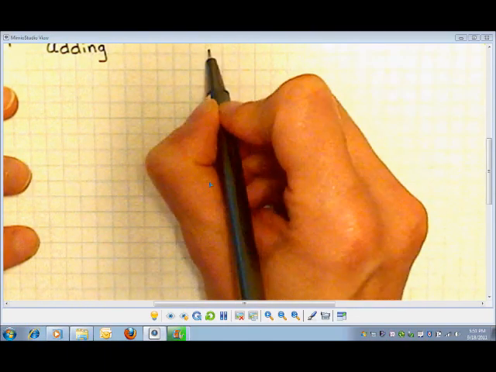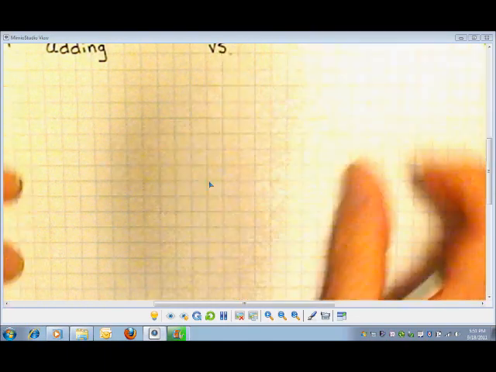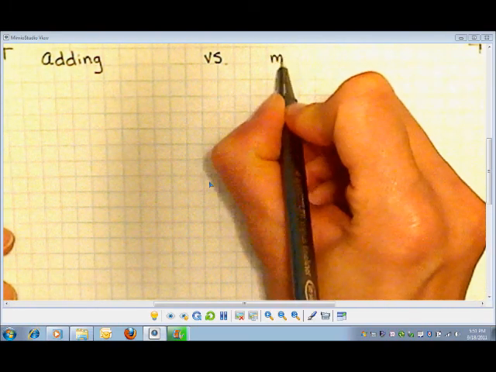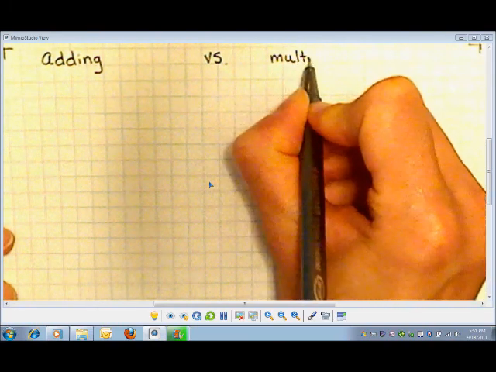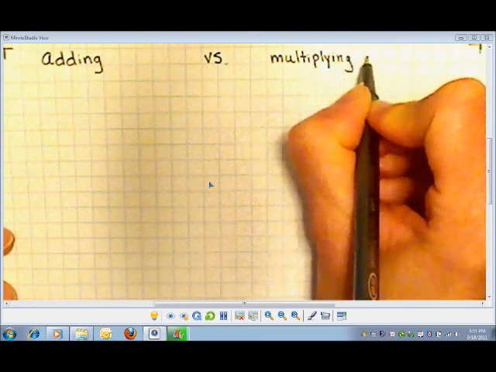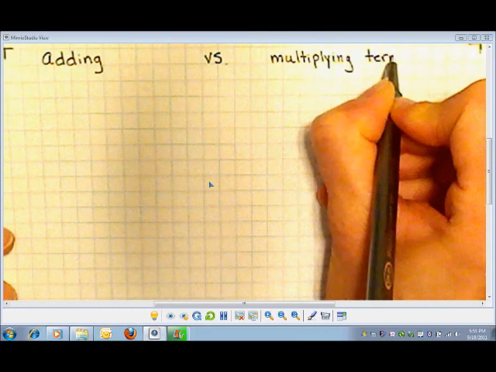Going to take what we learned from the last lesson and look in more detail about adding versus multiplying terms. So I'm going to do adding terms on my left and multiplying on my right.